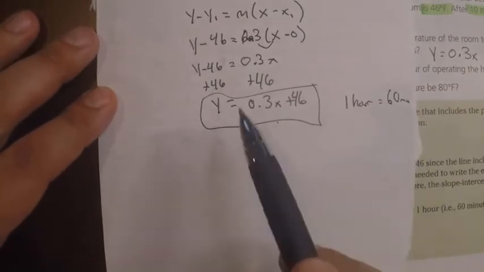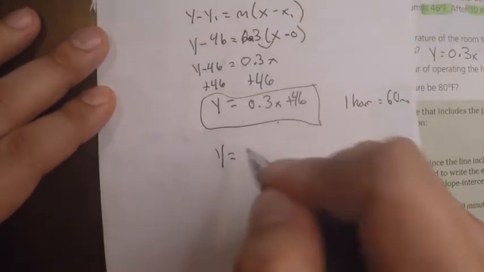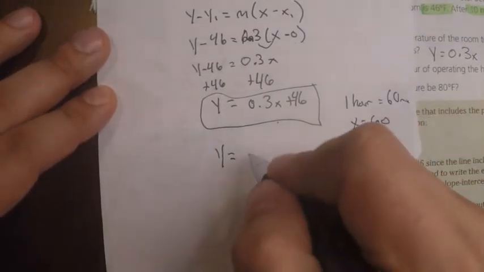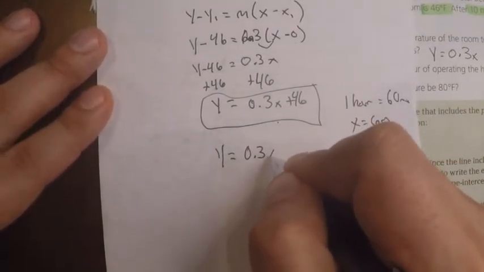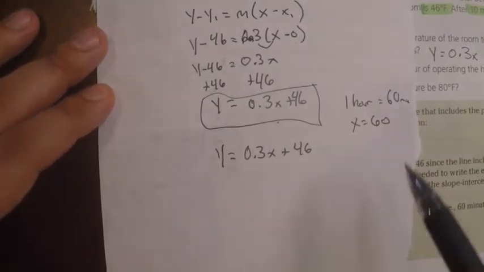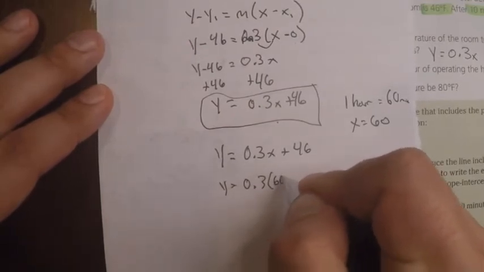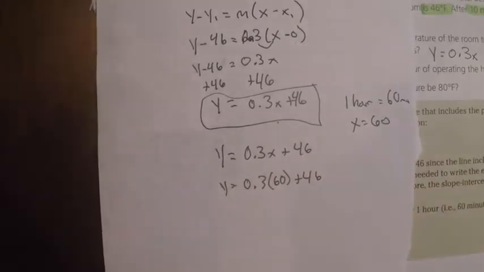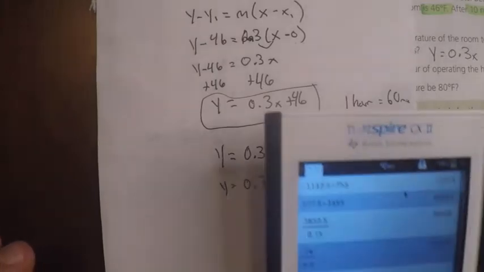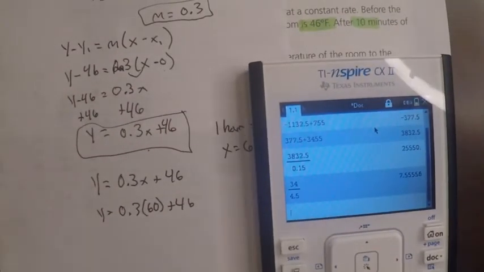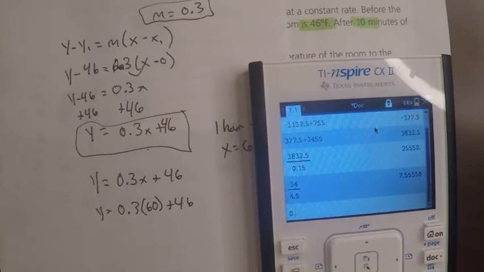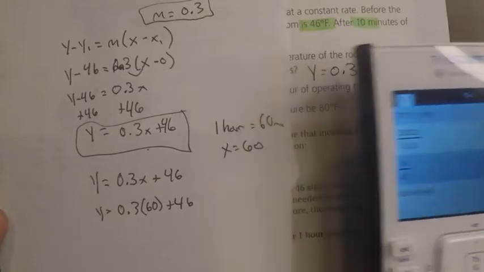So what we're going to do is evaluate for y, this formula, when x is equal to 60. So y equals 0.3x plus 46. Then we're going to substitute in 60 for x. So y equals 0.3 times 60 plus 46. At this point, hop over to your calculator. When you're typing this in on your calculator, we can just type in 0.3 parentheses 60 parentheses plus 46, and we get that y is equal to 64.